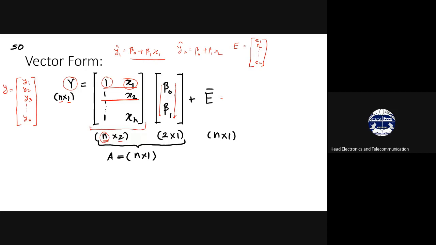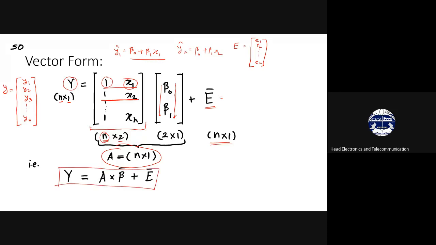So here beta 0 and beta 1 are placed in a column. So it is 2 rows, 1 column. If you multiply, this product will be n by 1, and this error is also n by 1. So they will be added to give you y, which is also n by 1. So the dimensions are matching. In short, I can write this in just one line.